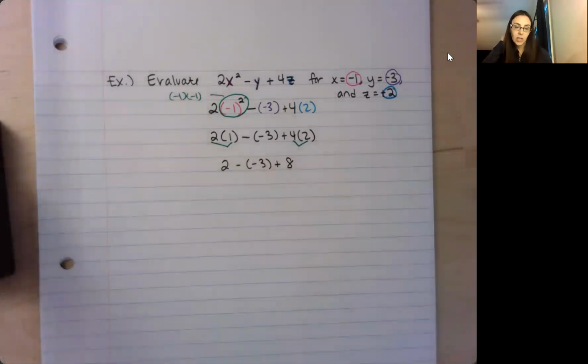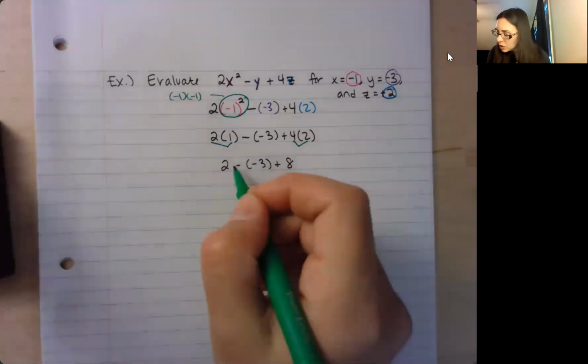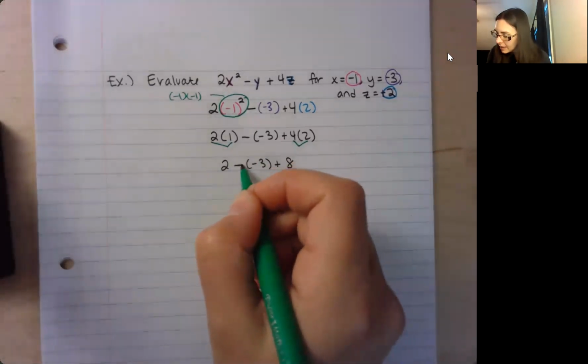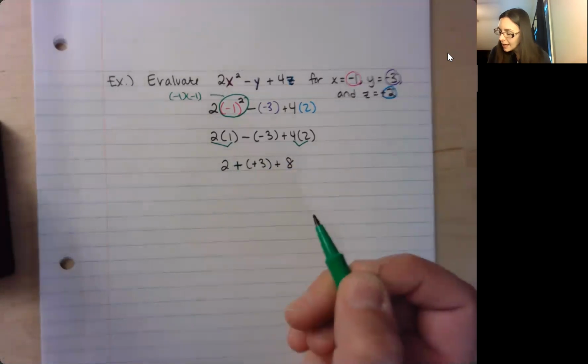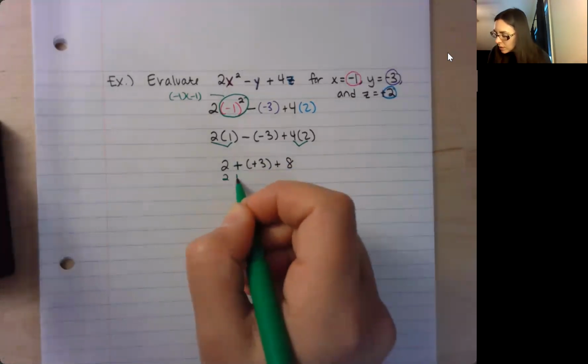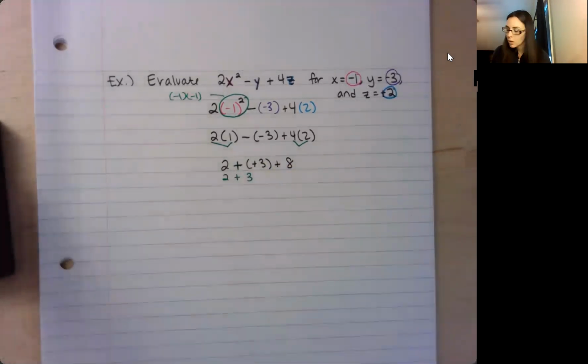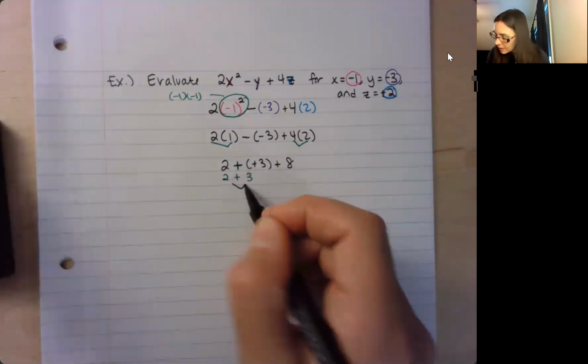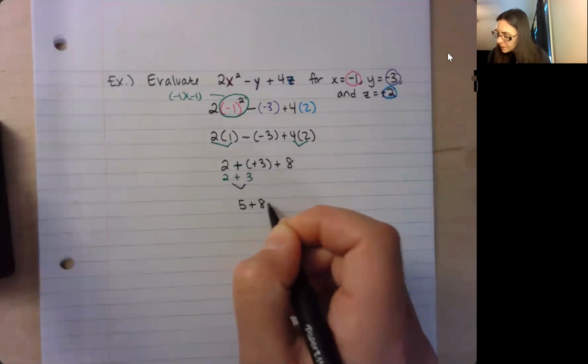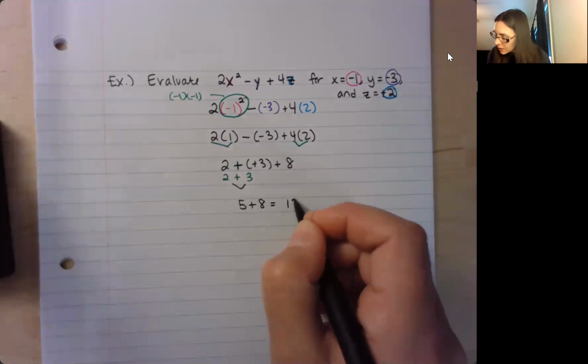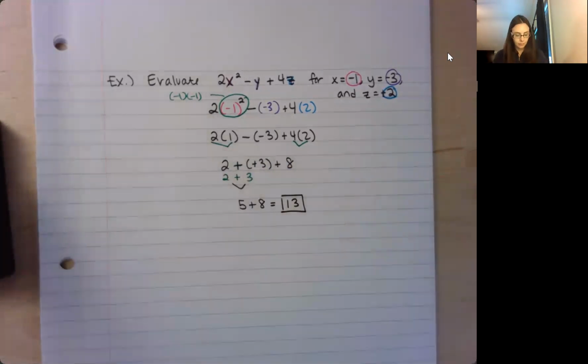Finally, I have addition and subtraction left, so I can go ahead and change this over to adding a positive. And again, if you find that too confusing, just rewrite it. So we get 2 plus 3 is obviously 5. And then 5 plus 8 is going to be 18. So when we evaluate, we're still using our order of operations here.